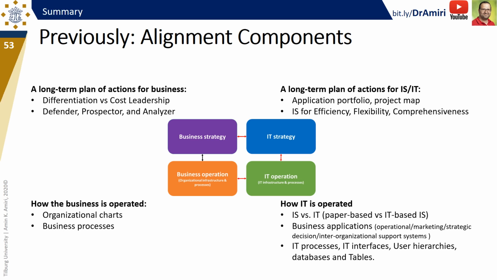Previously in this lecture, you learned about the four components of a strategic alignment model, also called SAM: business strategy, IT strategy, business operation, and IT operation. You learned that business is operated through designing and enforcing organizational charts and business processes. You also learned the difference between information system and information technology, various types of business applications, IT processes, IT infrastructures, and so on and so forth.